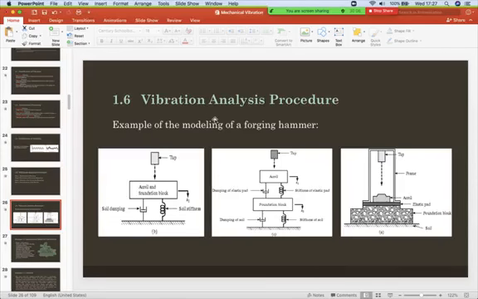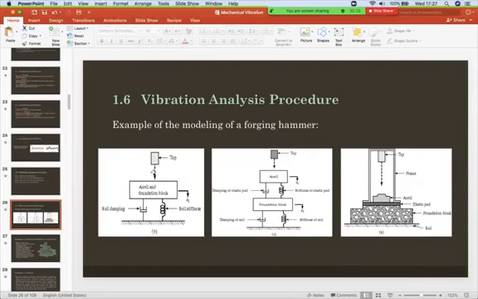Example of the modeling of a forging hammer. If you are going to model a forging hammer, it is going to look like this. Now you have the soil damping and soil stiffness. So this is damping and stiffness. Again, there are three components of the vibration system: the damping, the flexibility, and the weight, and this is the anvil and the foundation block.